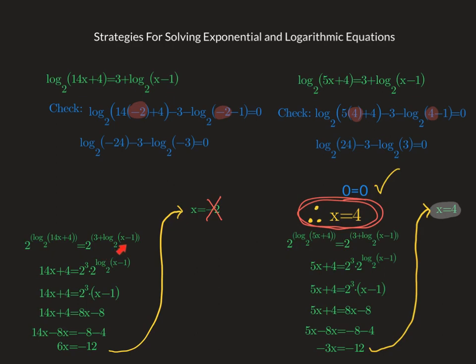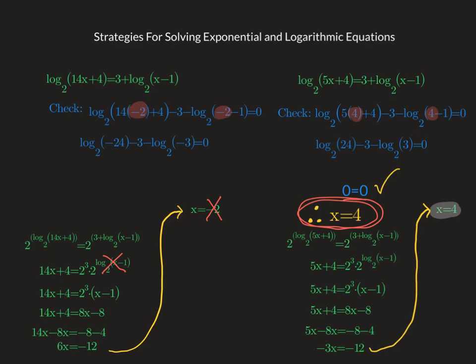So the rest of our work was no good, because we made an assumption that was incorrect. We made the assumption that 14x plus 4 is equal to 2 to the power of 3 times 2 to the power of the log of x minus 1 to the base 2. That's not true, because the log of x minus 1 to the base 2 doesn't exist when x is -2. So for that value, it didn't work. And that's also why it didn't work in our original equation.